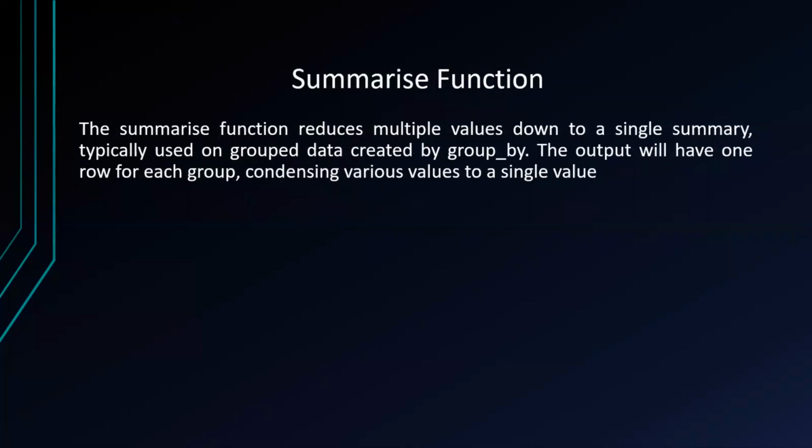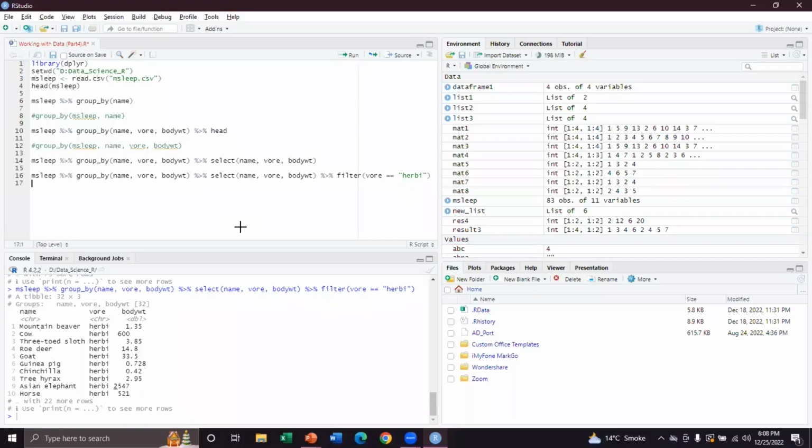Next we have the summarize function. The summarize function reduces multiple values down to a single summary, typically used on grouped data created by group by. The output will have one row for each group, condensing various values to a single value. The syntax is as follows. You just have to use the summarize function by calling its name, then pass the data frame and the helper functions on the variables. Now let's try to implement.